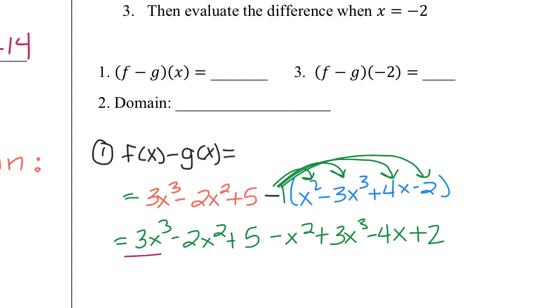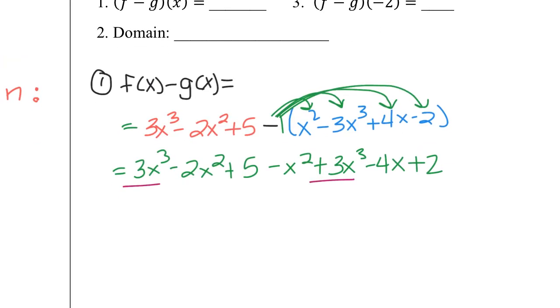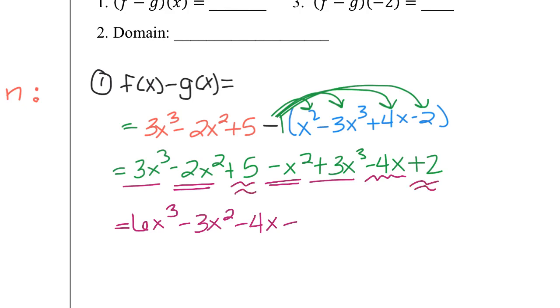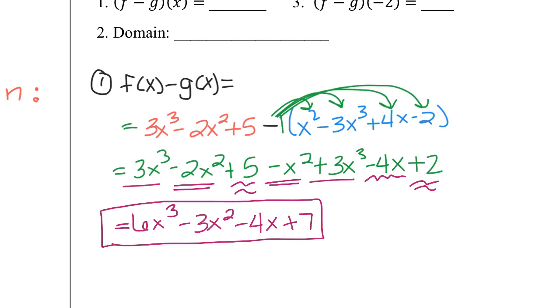So 3x to the third plus 3x to the third is equal to 6x to the third. Then we have negative 2x squared and a negative x squared, which makes negative 3x squared. Then we have a minus 4x by himself, plus 5 plus 2 makes plus 7. So the subtracted function is 6x to the third minus 3x squared minus 4x plus 7. That would all go in this number 1 spot here.